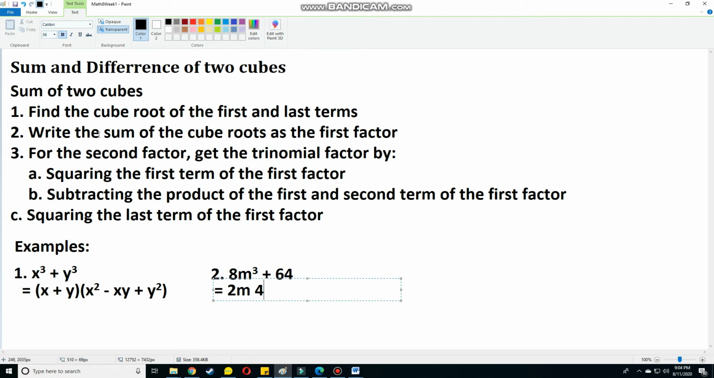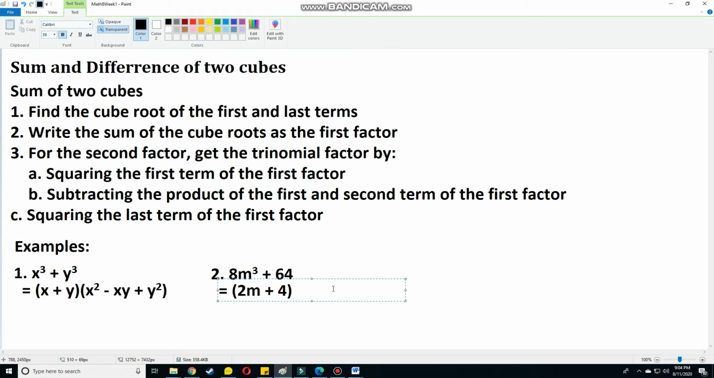Then, the next step, write the sum. So we would write the sum of the cube roots as the first factor. So therefore, our first factor is the quantity of 2m plus 4. It's because in our next consecutive steps, we would base on our first factor. Okay? So now let's continue.